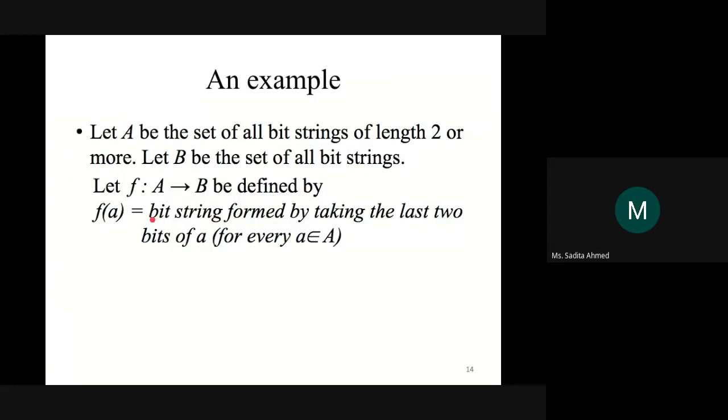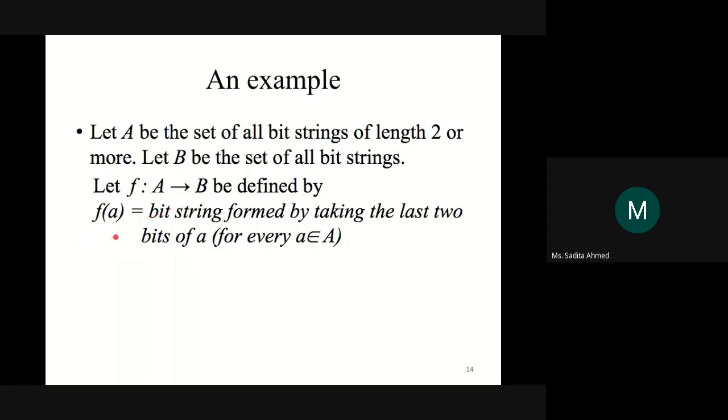That you have in A, for any bit string represented by A, you will take only the last 2 bits, okay? And that will be your result. So what do we have in the domain? The domain is the set of all bit strings of length 2 or more. So whatever the length of the bit string is, you'll just go to the input represented by A, and from that bit string, you will take the last 2 bits, and that will be your result, okay?